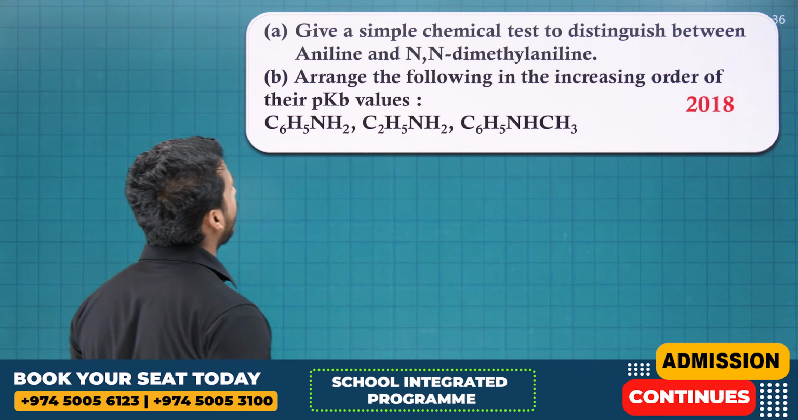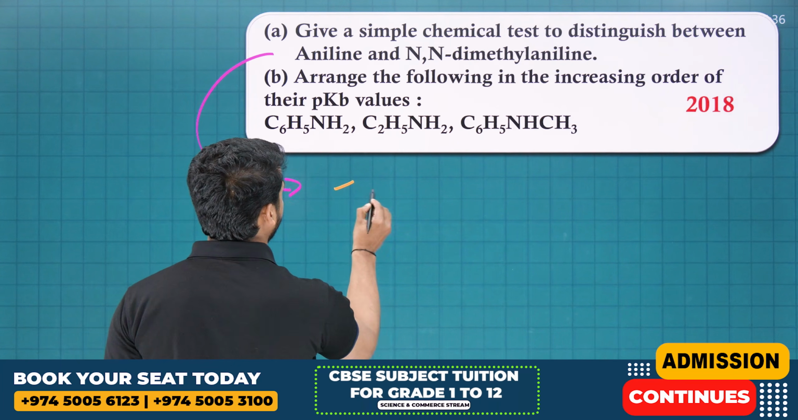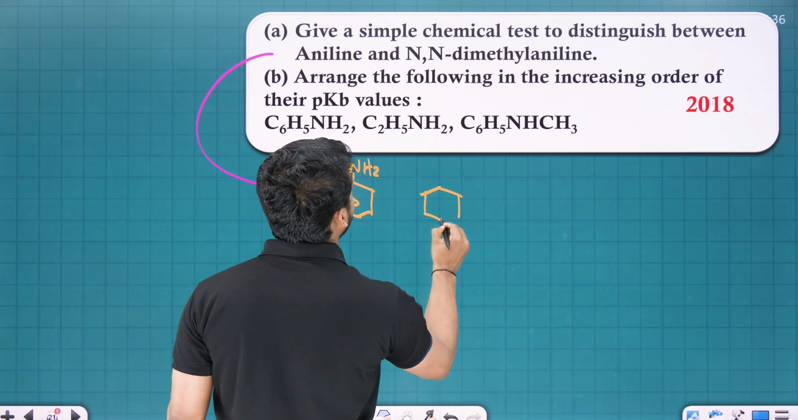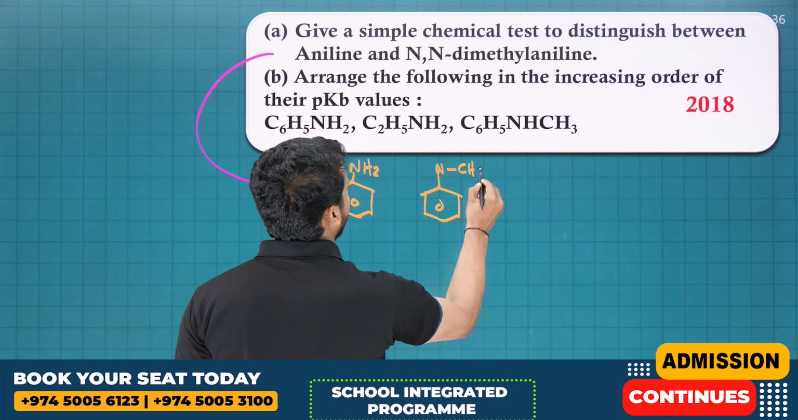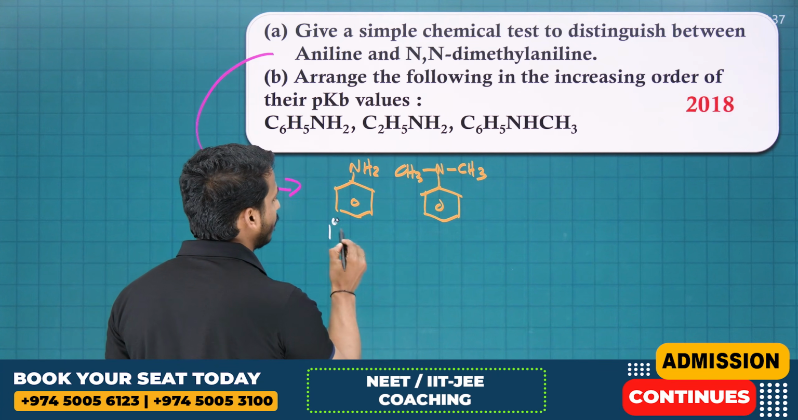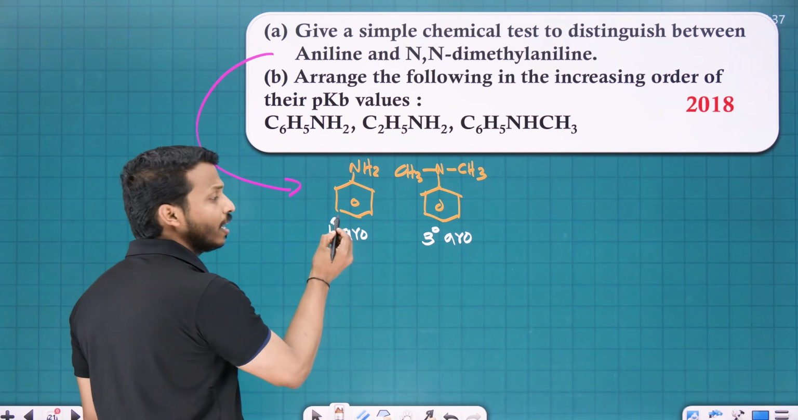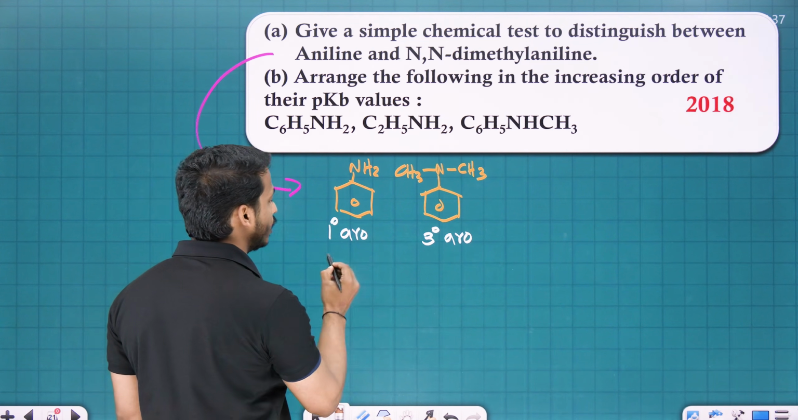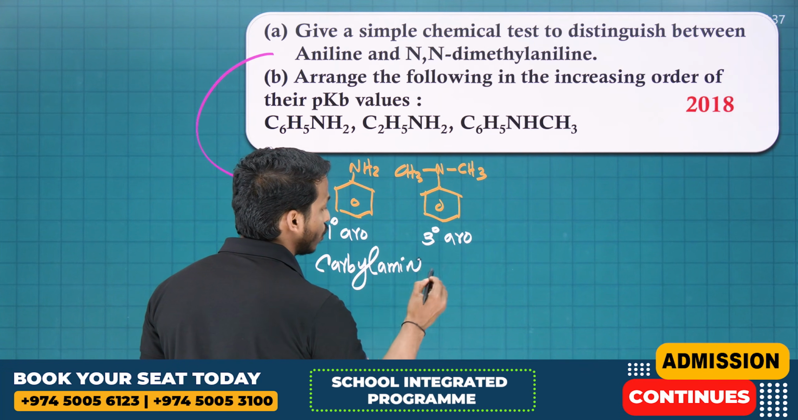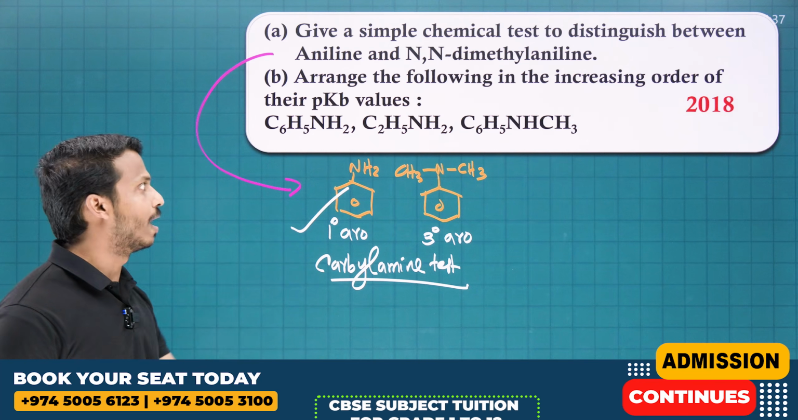2018, give a simple chemical test to distinguish between the first compound, aniline, and N,N-dimethyl aniline. Dear all, what is this amine? This is a primary aromatic amine. This is a tertiary aromatic amine. We can distinguish primary from tertiary by the carbylamine test, or isocyanide test, because primary amines only give the foul smell.